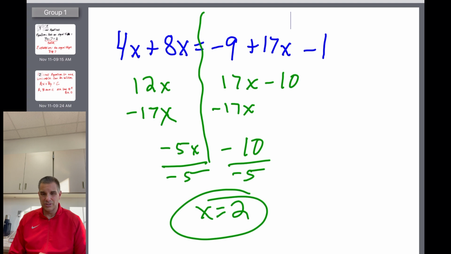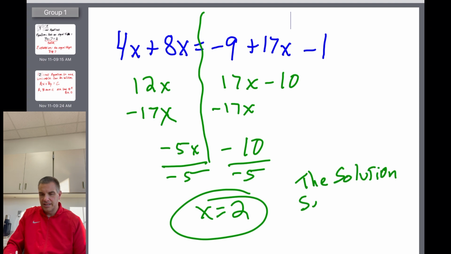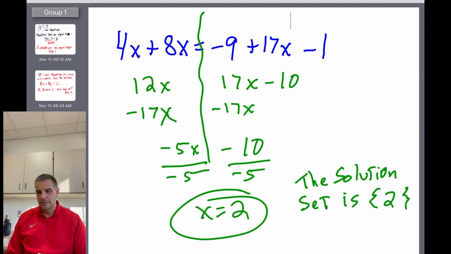And that's your solution. Now you can write that in one of two ways. If it's just asking you for a solution, that's your solution. You could also write this as a solution set. The solution set could be written something like, you've got our brackets and you've got a 2. That's your solution set, okay, when you're dealing with these different types of problems. Okay, let's look at another one.